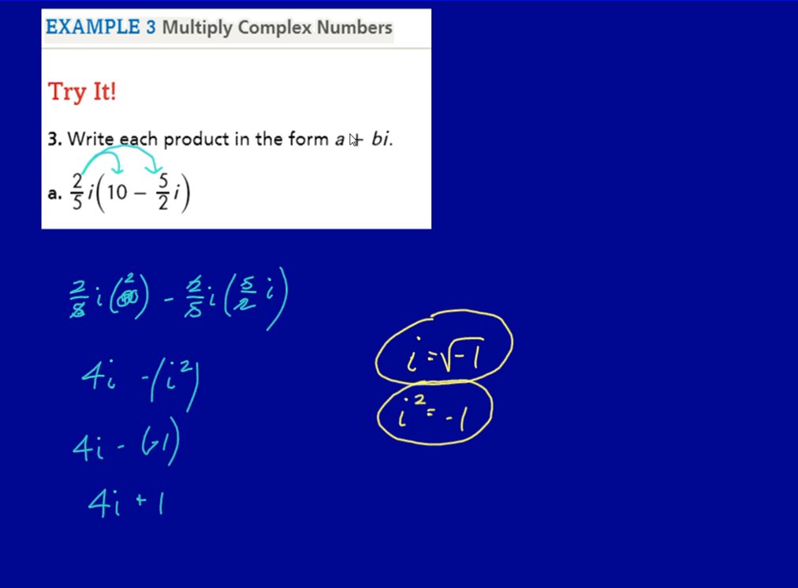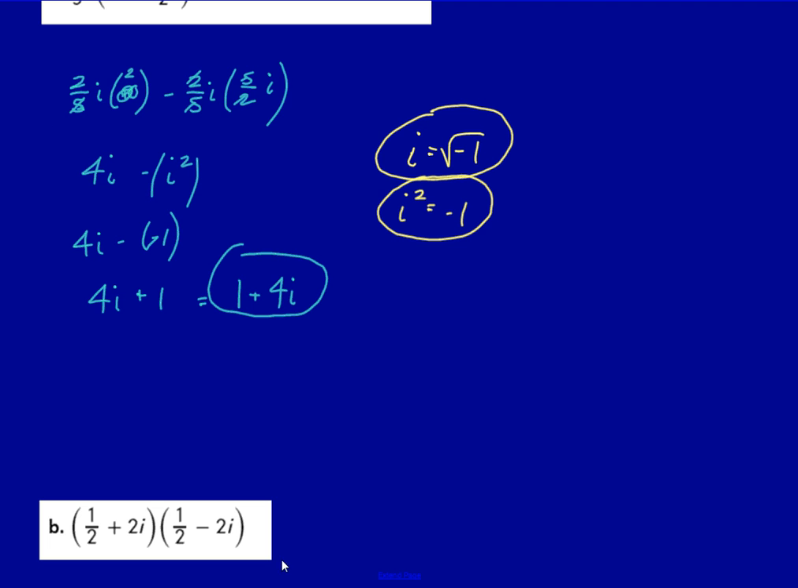And if I write it in the form a plus bi, I have to flip it around. 1 plus 4i. And that is it. That is the entire answer. There is a part B that we will do in class. Some of you might see that we're going to have to do a little bit more distribution on this one, but we'll do that in class together.